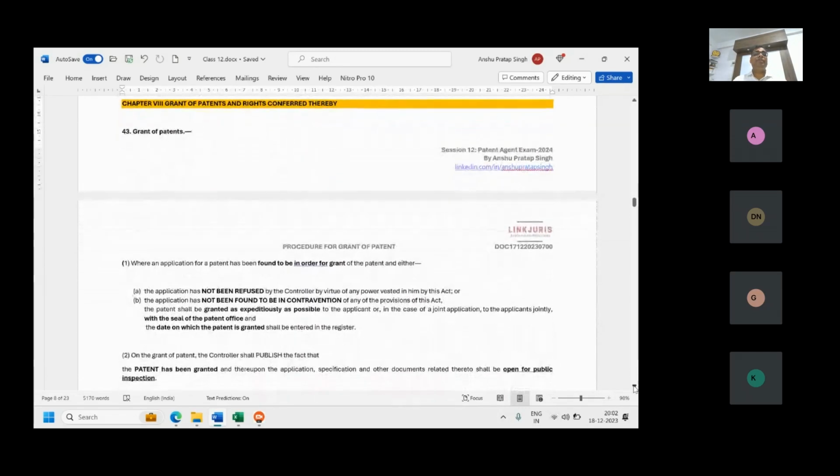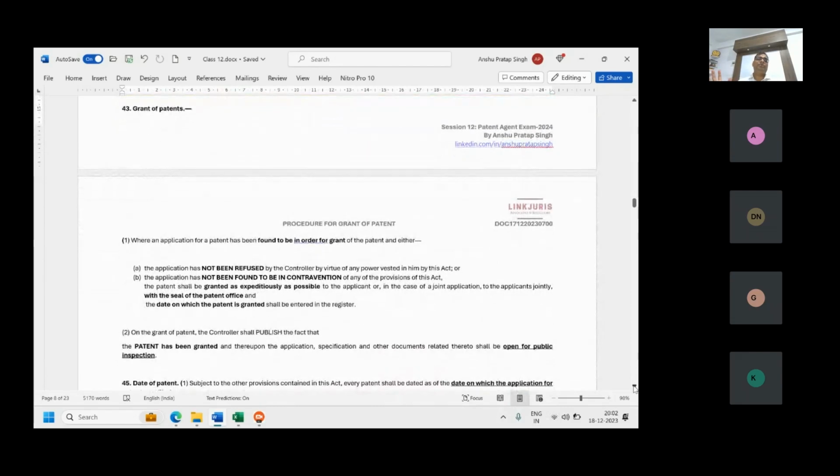Now comes the grant of patent and rights conferred thereby. Suppose the Controller says now it is in order for a grant, and the Controller has not refused it and it has not been found in contravention of any Act, then it should be granted as expeditiously as possible. And when it is granted, the seal of the patent office will be affixed, and the date on which the patent is granted will be entered in the register. The date on which it is registered is called the date of record and date of grant.